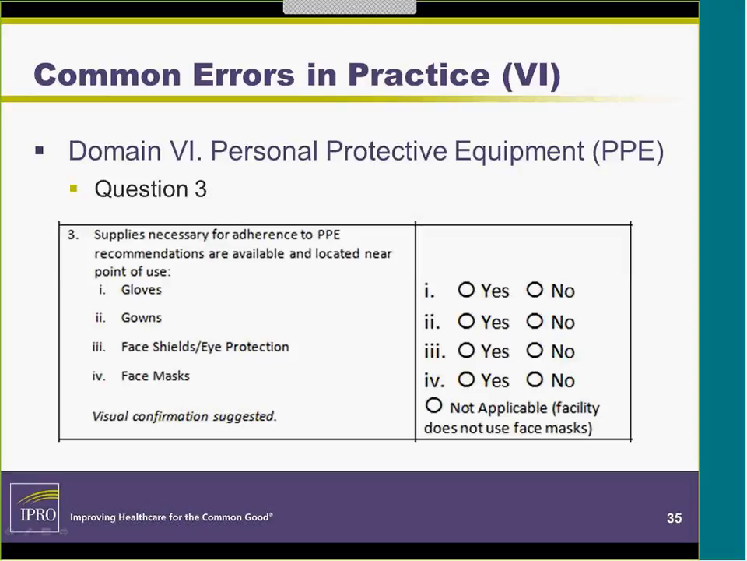One thing I've noticed consistently through the site visits is lack of gloves. There might be multiple boxes, but a lot of times they're all extra large, or they're all small. There aren't gloves in the appropriate sizes for the staff to use. One particular facility had just small and extra large, so there was no medium and large.